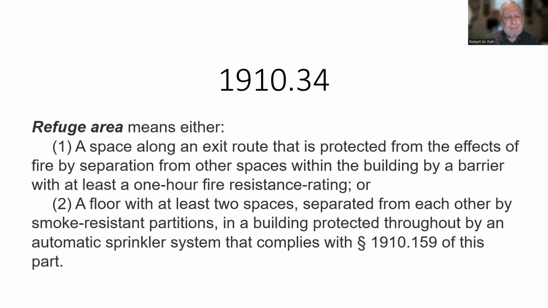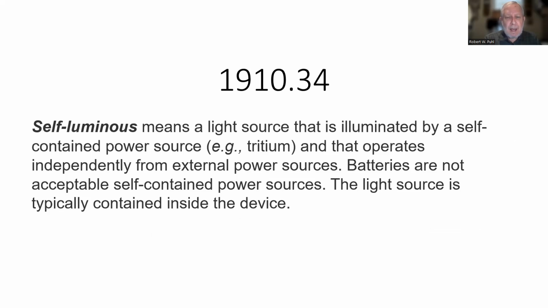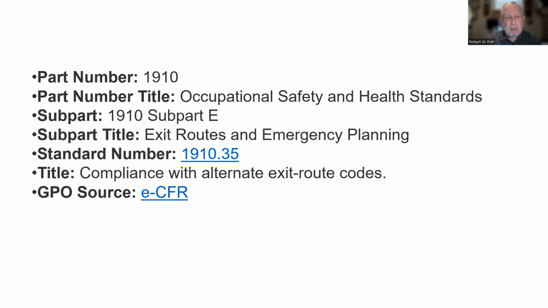Makes sense to me. Self-luminous means a light source that is illuminated by a self-contained power source, for example, tritium, and that operates independently from external power sources. Batteries are not acceptable self-contained power sources. The light source is typically contained inside the device. Okay, now we're going to the next one. So here's the title page right out of the OSHA. It's 1910 Subpart E.